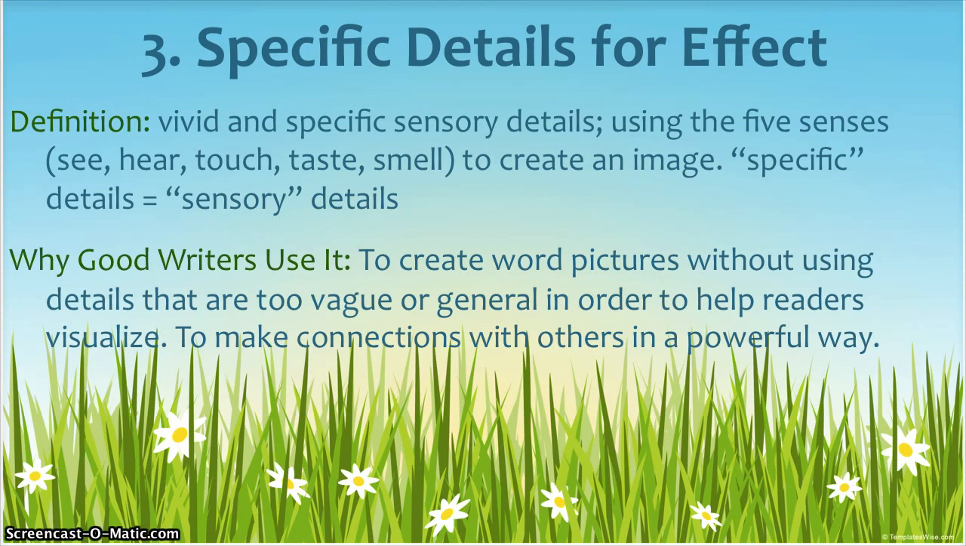Sometimes we use details that are too vague or too general. We don't really have a good grip on what the writer means sometimes. So when we write, we want to make sure that we choose specific sensory details when we describe things. Good writers know that in order to create word pictures to help their readers visualize, we need to use those specific details.